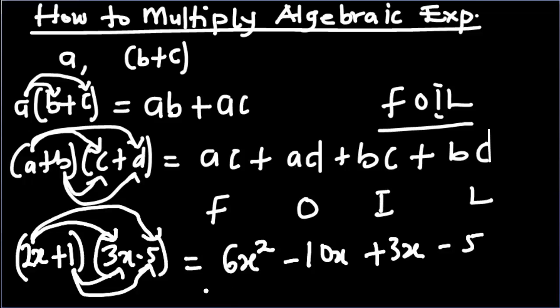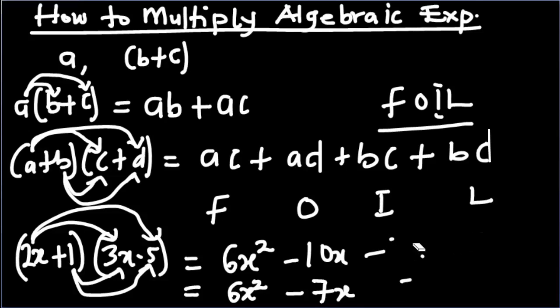So from here you simplify. Now we have 6x squared, then negative 10x plus 3x gives us negative 7x, okay, then minus 5, and this is the answer. Let's take another example to illustrate this idea.